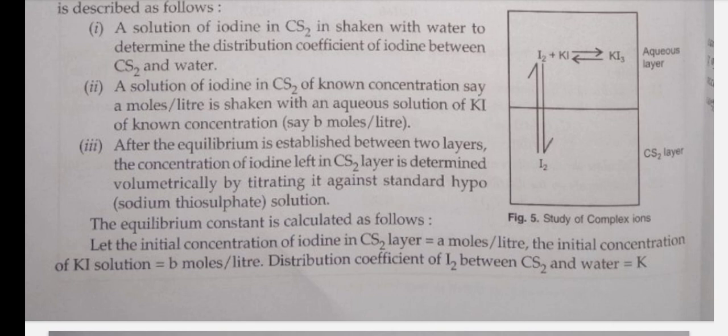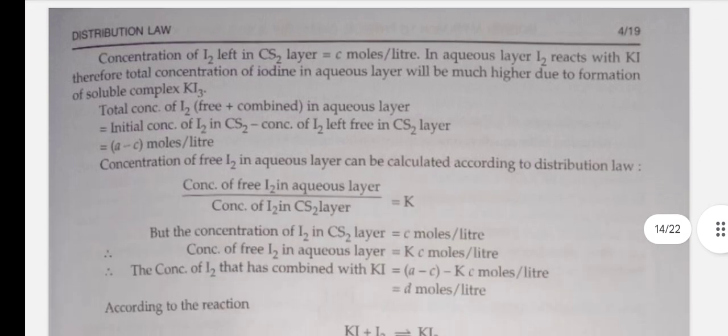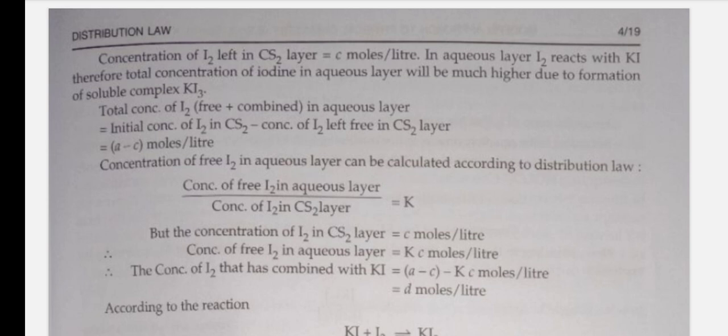Let the initial concentration of iodine in the CS2 layer be A moles per liter. The initial concentration of KI solution is B moles per liter. The distribution coefficient of I2 between CS2 and water is K. The concentration of I2 left in the CS2 layer is C moles per liter. In the aqueous layer, I2 reacts with KI, therefore the total concentration of iodine in the aqueous layer will be much higher due to formation of the soluble complex KI3. Total concentration of I2, free plus combined, in the aqueous layer.